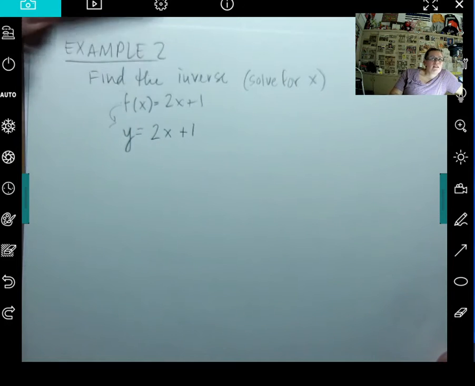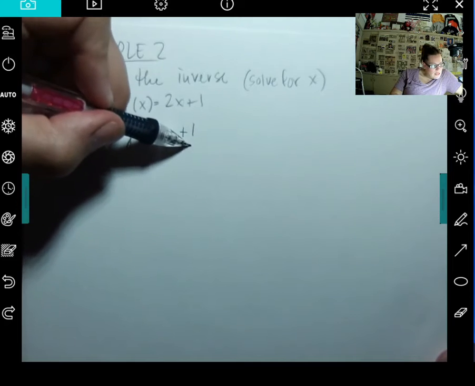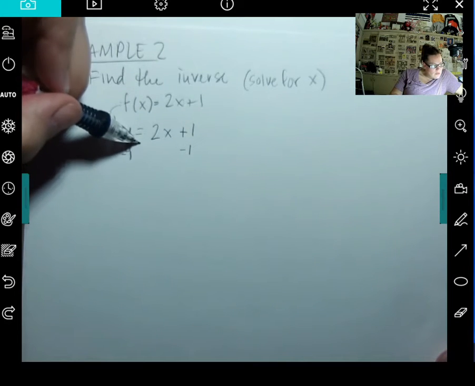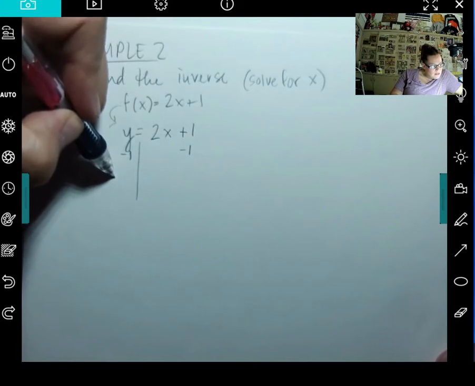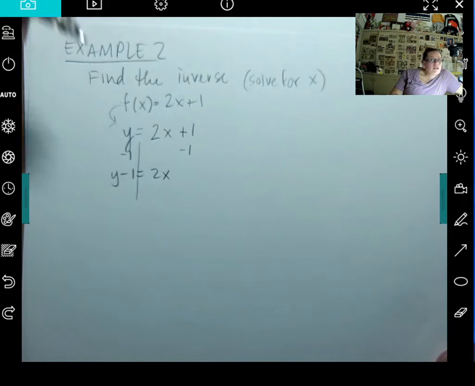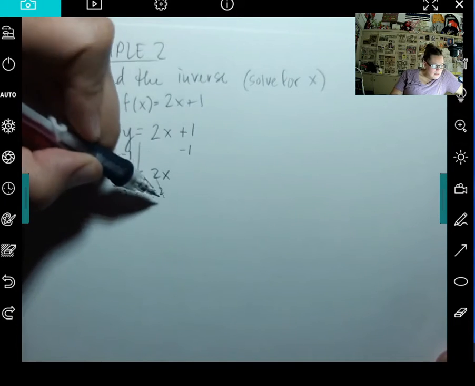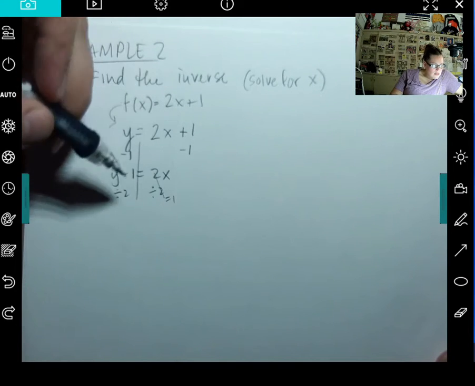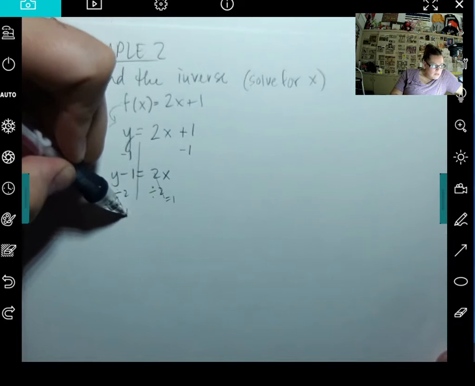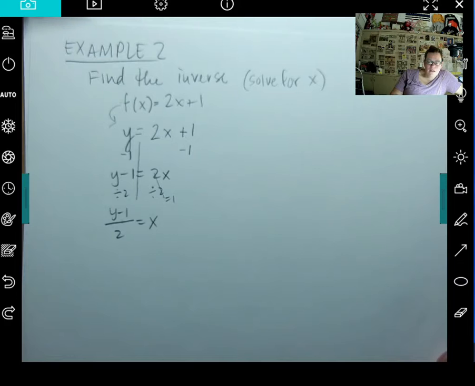So we want to get x by itself. We want to isolate this variable. We subtract 1 from each side, so we have y minus 1 equals 2x. From here, divide everything by 2. So we have y minus 1 over 2, which is what x equals. So that's it. That's the inverse function.